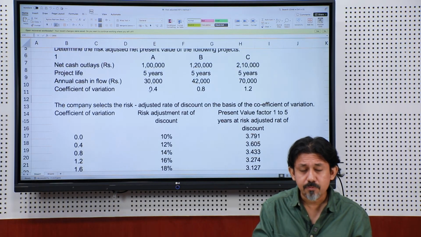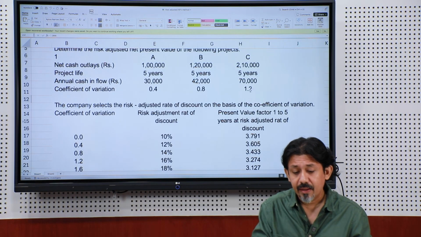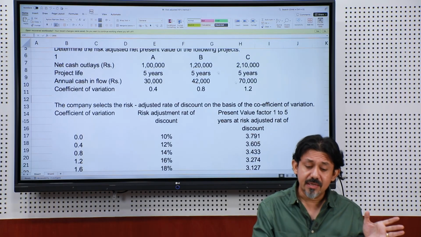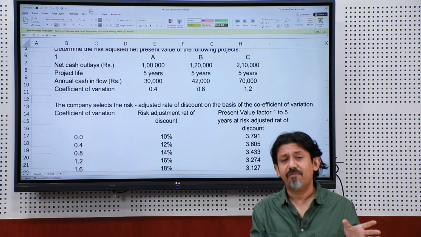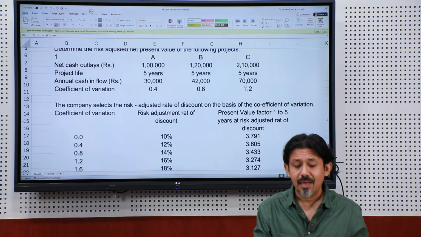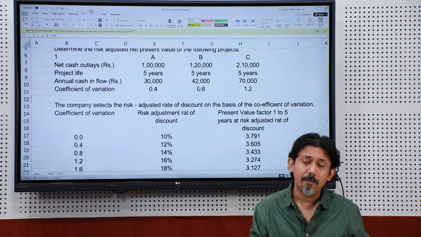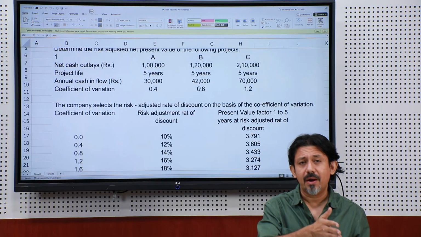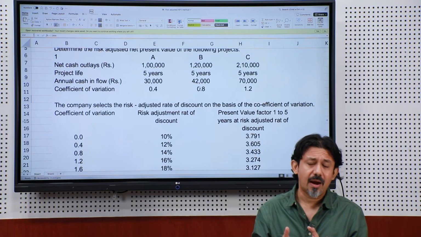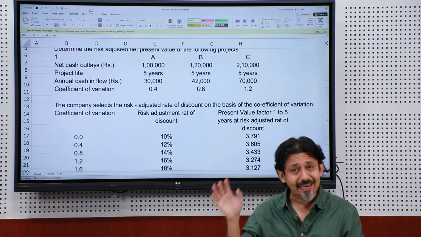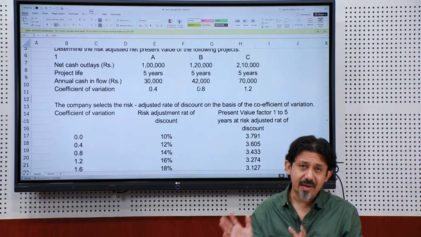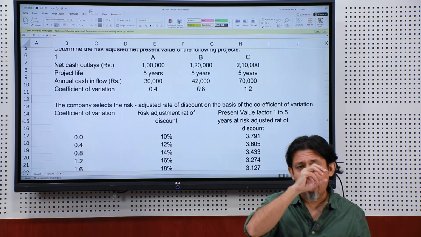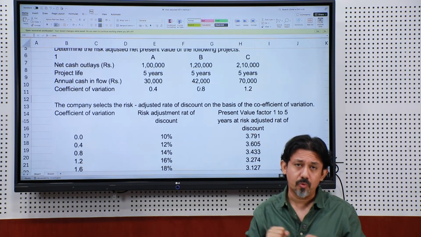So, if you look at the CV, it is 0.4, goes up to 0.8 and increases to 1.2, indicating that the lowest level of risk is associated with project A, the highest level of risk is associated with project C and medium risk is associated with project B. I did give you the background that project A is in the home country, project B is probably in a neighboring country and project C is in a completely different geographical and economic context, which justifies the CV going up from 0.4 to 0.8 to 1.2.